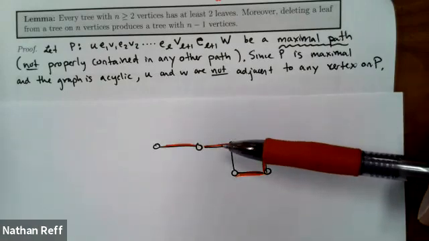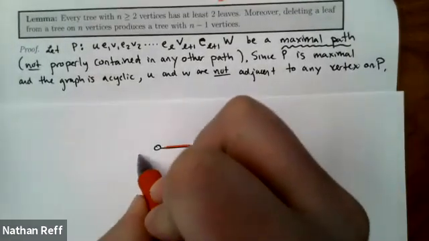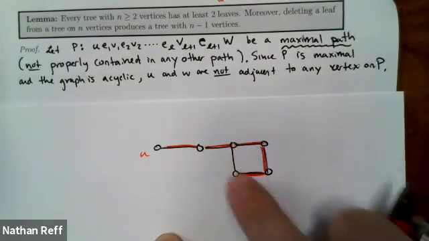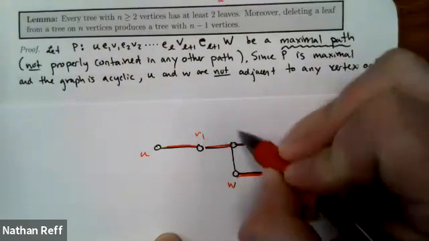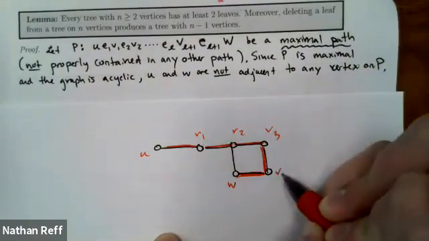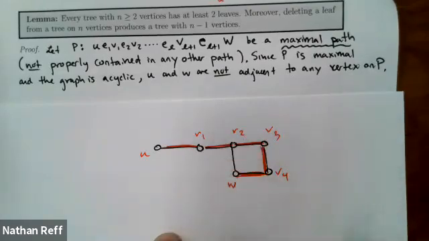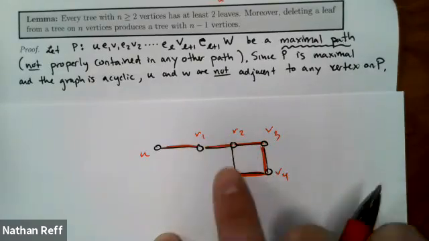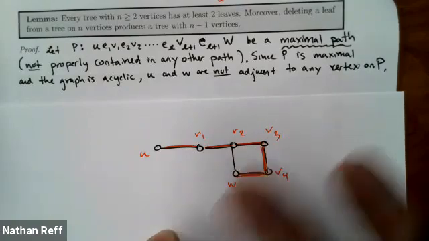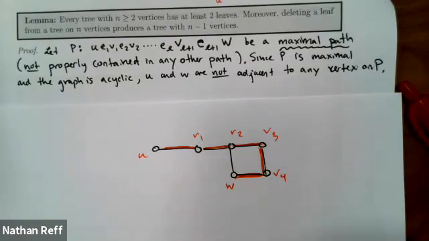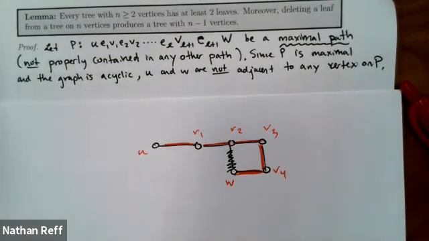Okay. Right. Now, if this is my W and this is my U, W is connected to one of the vertices in this path. You see this? So this would be like V1, V2, V3, V4. So W is actually adjacent to V2. But the only way that could happen is if the graph has a cycle in it. You see that? If the graph is acyclic, then it's impossible for you to have this adjacency. That's what I'm saying here.